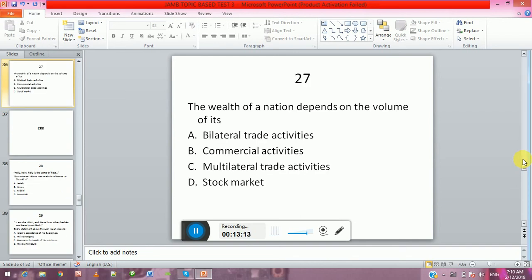The wealth of a nation depends on the volume of its A. Bilateral trade activities, B. Commercial activities, C. Multilateral trade activities, D. Stock market.